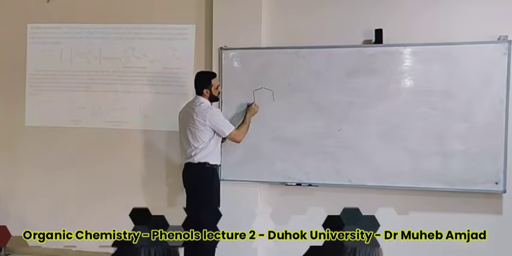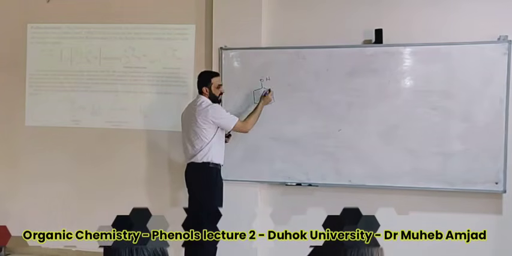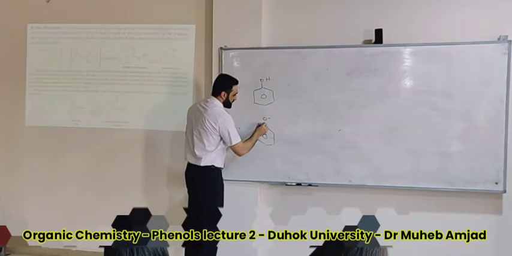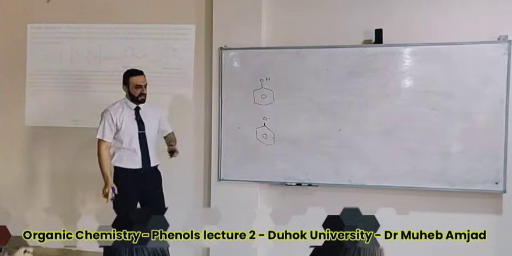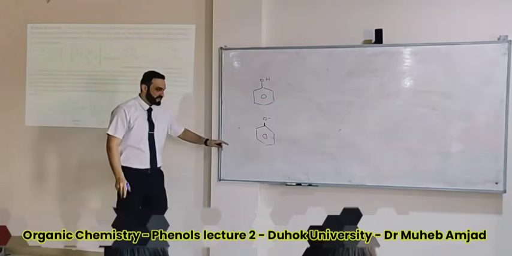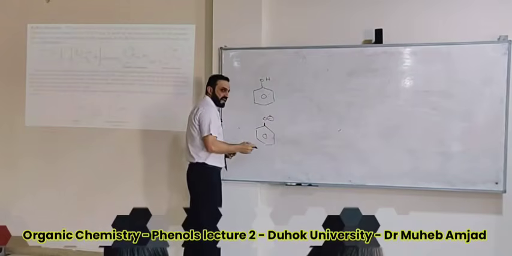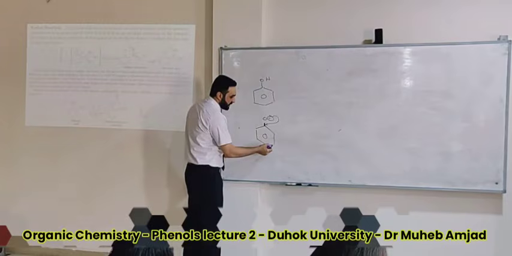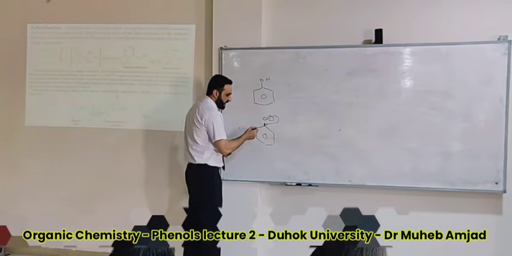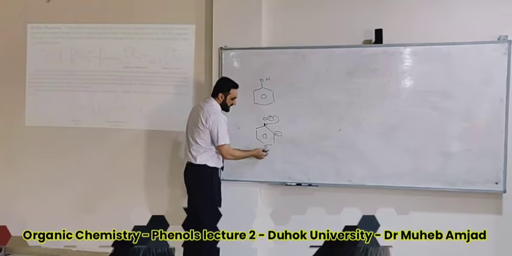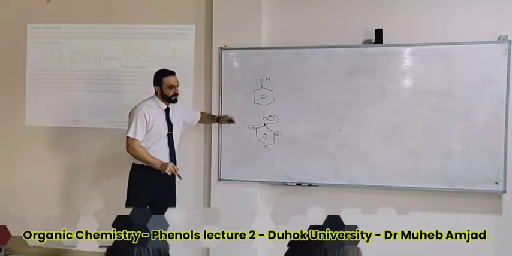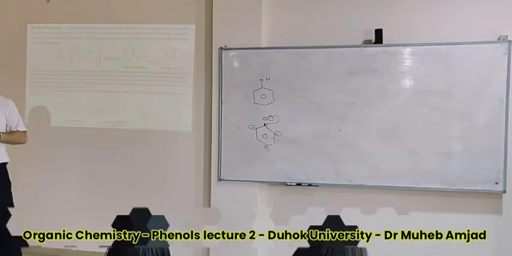If you have phenol, this is the phenol, and you have the phenoxide anion. This is the phenoxide anion. Which one is more reactive, this or this? Actually this one, because it is negatively charged, and it enters into resonance with all the carbons here, and the ortho and para positions will have a negative charge, and it will react more than phenol itself. Because of the negative charge.